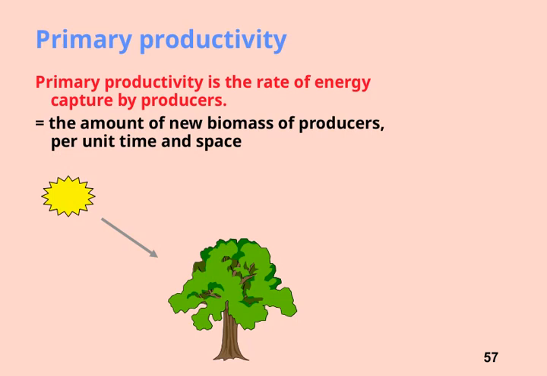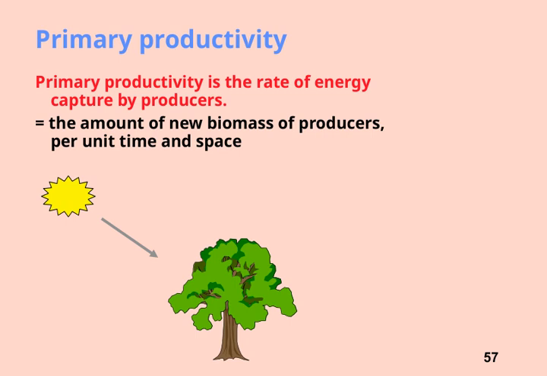Let's talk about primary productivity. This is essentially the rate at which producers, like plants and phytoplankton, capture energy from their environment. It's a crucial concept because it tells us how much energy is being converted into new biomass over a certain period of time and within a specific area. In other words, it measures how quickly producers are growing and adding new material.